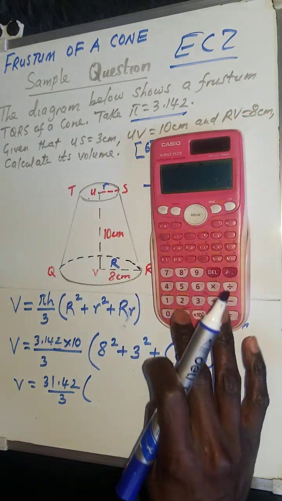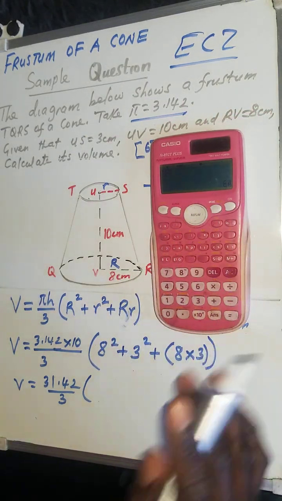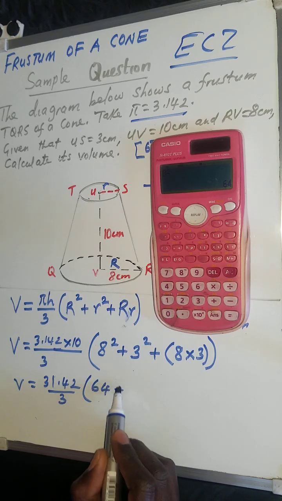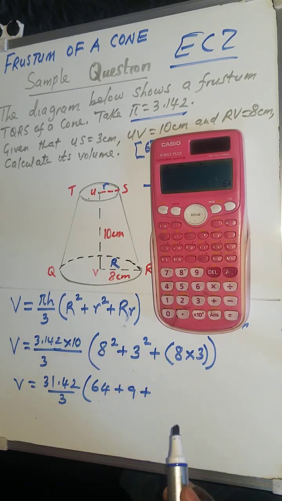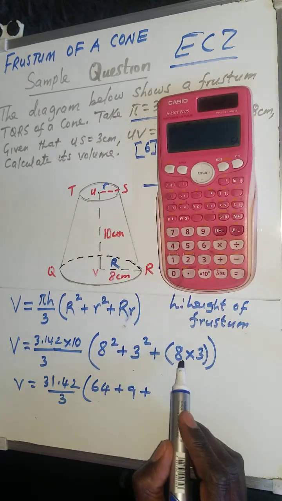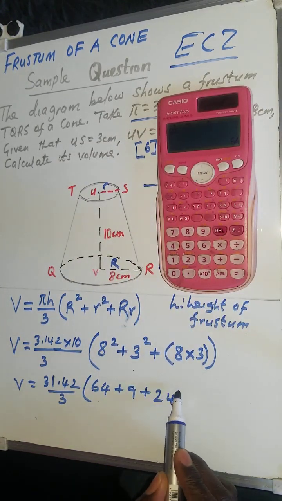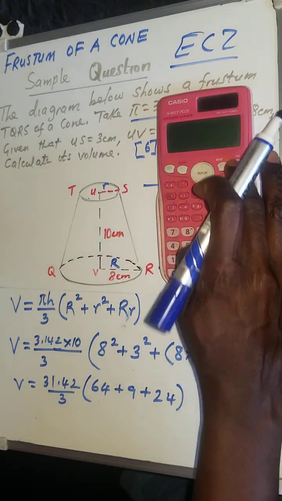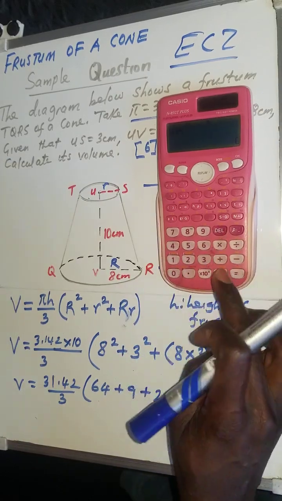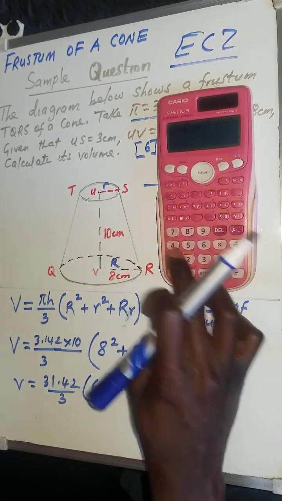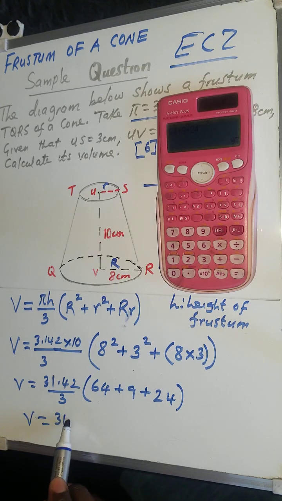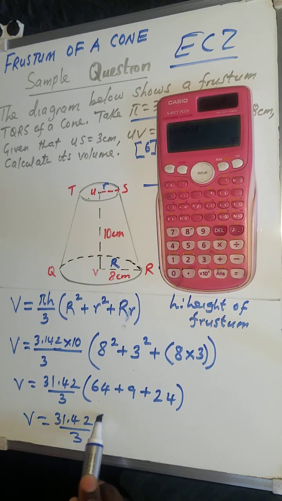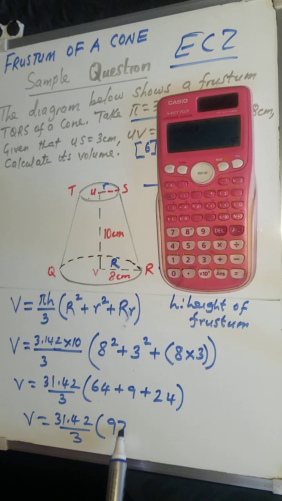It will be 8 squared, which gives me 64, plus 3 squared, which is 9, plus 3 times 8, which gives us 24. So we add what is inside: 64 plus 9 plus 24 gives us 97. So my volume will be 31.42 divided by 3 multiplied by 97.